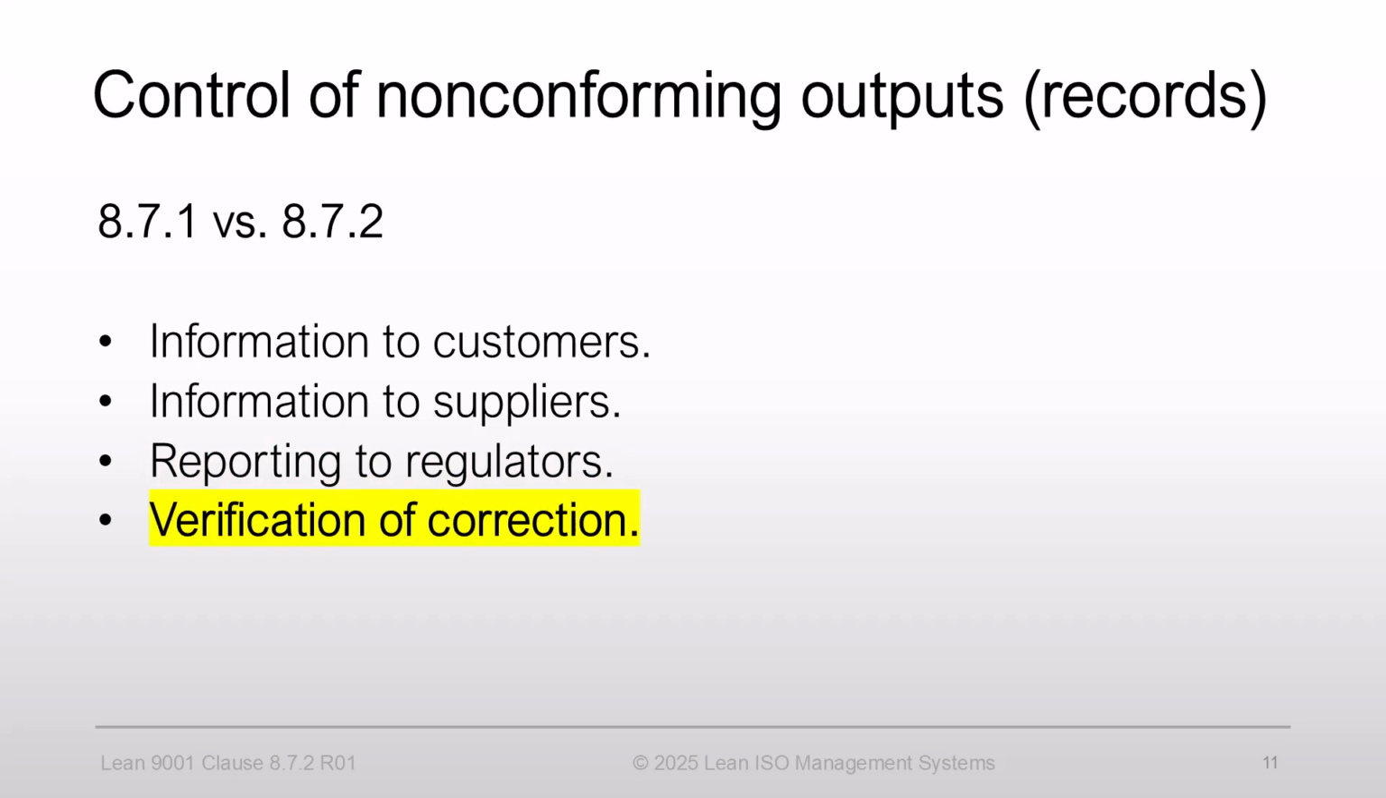Another element that was required in Clause 8.7.1, but not considered in Element 8.7.2, is verification of correction. I do not see a rationale for not documenting such an important step, so consider adding it to your NC record. Let's wrap things up.